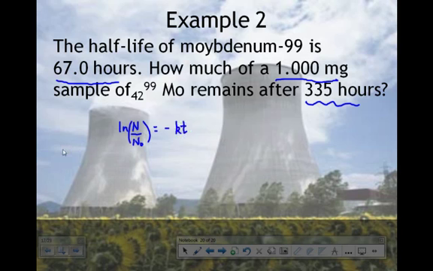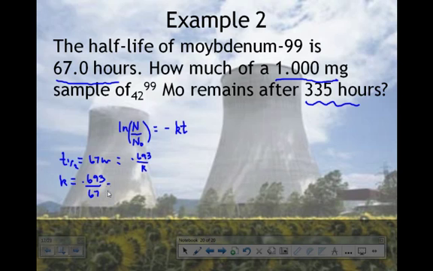And let's identify, what do we know? We know what the T1/2 is, the half-life, was 67 hours. And we can use that then to get k. If the half-life is equal to 0.693 over k, and we solve for k, multiply across and then divide, so we're trading places with these, we just do 0.693 divided by 67.